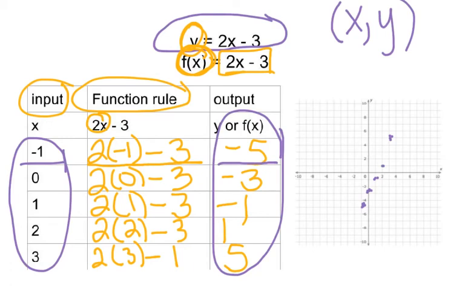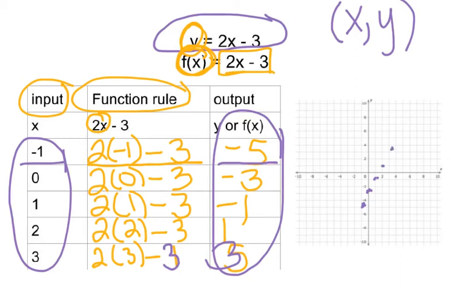Oops, I messed up. Oh, that should be a 3 right there. So I messed that up. Let's go back and fix it. Going to erase this. Okay, 2 times 3 minus 3 is 3. So please fix that. So when I input a 3, I get out a 3.